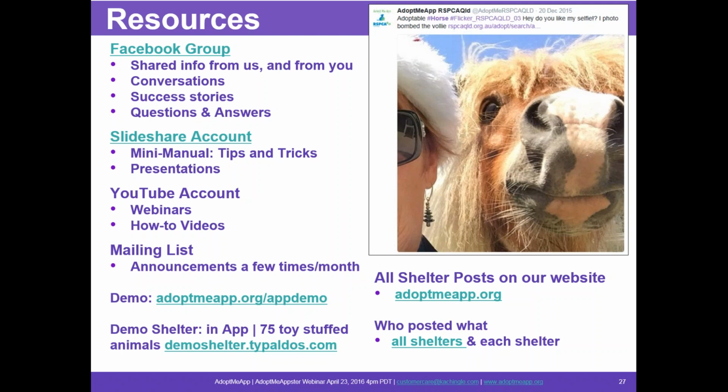And you can too. If you go to AdoptMeApp.org, you'll see all the posts. Then the list of who posted what. There's an all shelters list for all the shelters, and there's also a unique one for each shelter, and this will be highlighted in this presentation when it's posted, so that you'll be able to go directly to the one for your shelter.